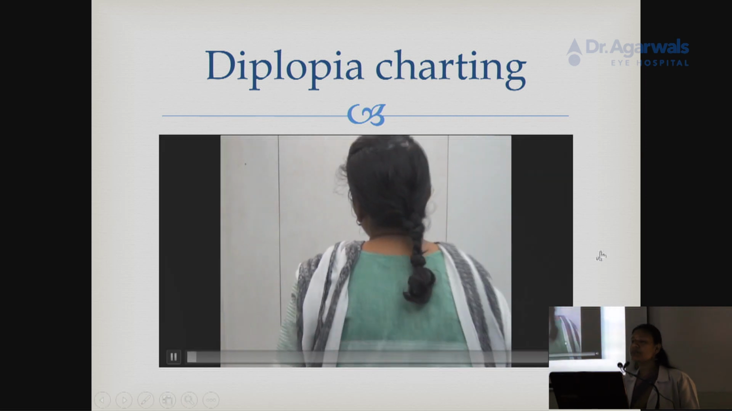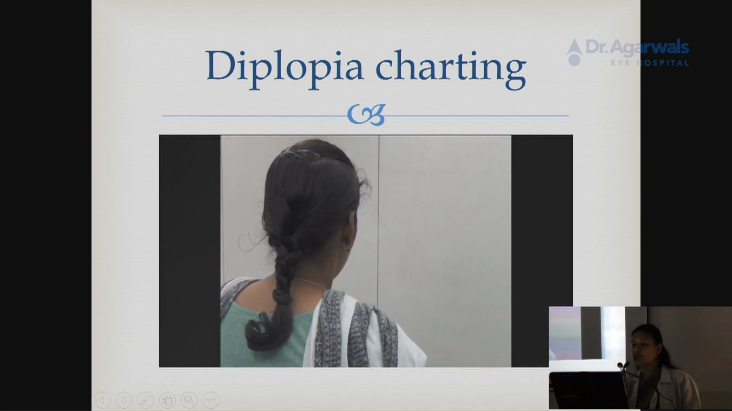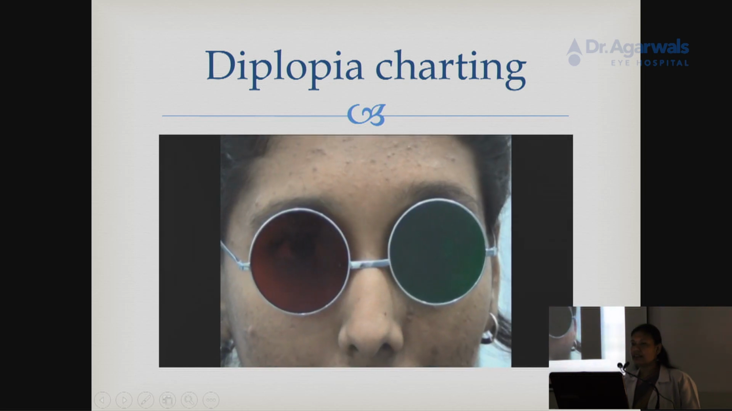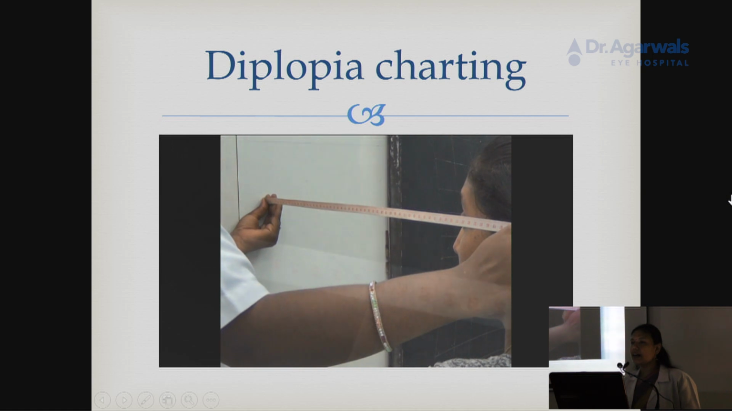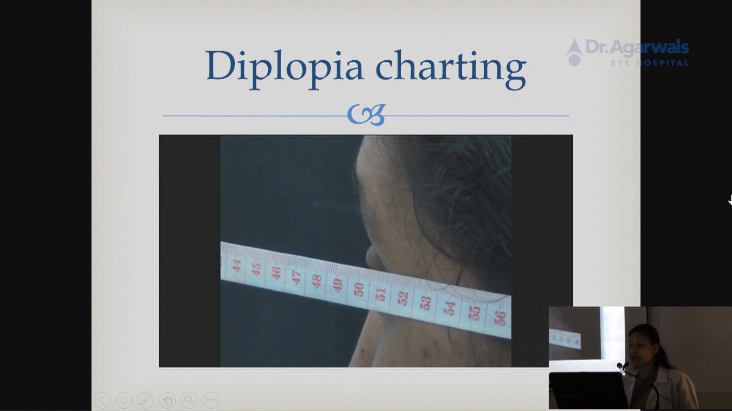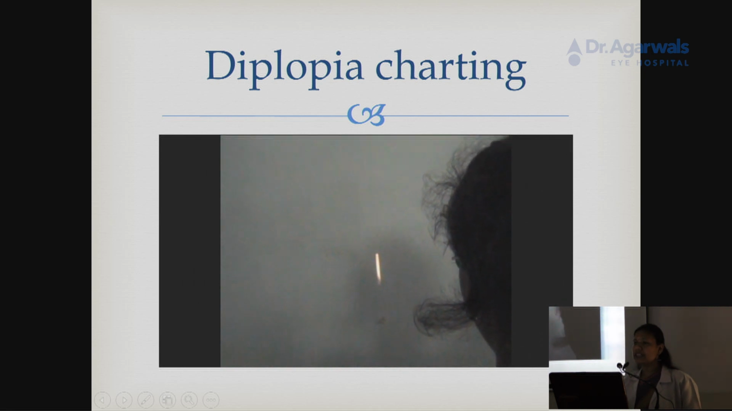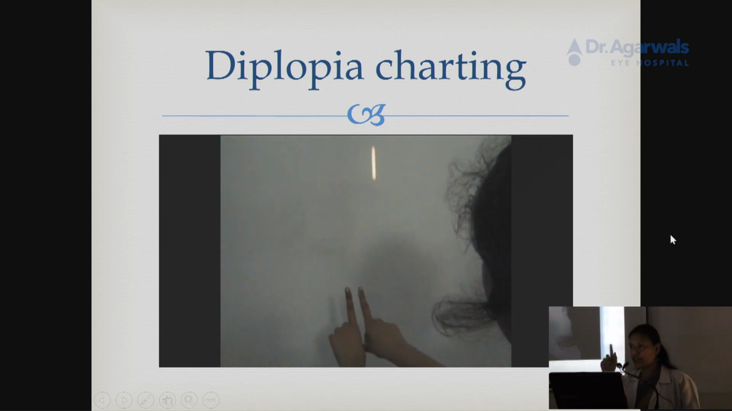So what you have to do is make the patient sit comfortably, and the head posture should be corrected. The head should be kept straight, and make them wear red-green glasses, red in front of the right eye and green in front of the left eye, and at 50 centimeters distance you make the patient sit and produce a thin slit of light. If it's a horizontal separation, put a vertical thin slit. If it's a vertical separation, put a horizontal thin slit, and look for diplopia charting in all 9 diagnostic positions.